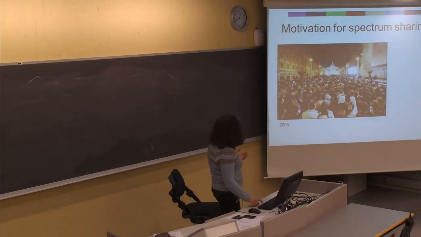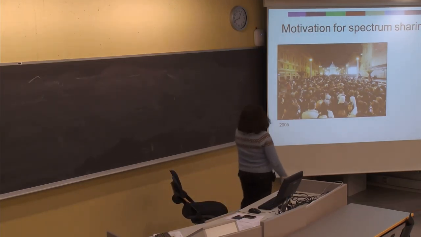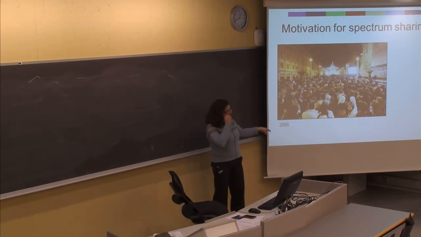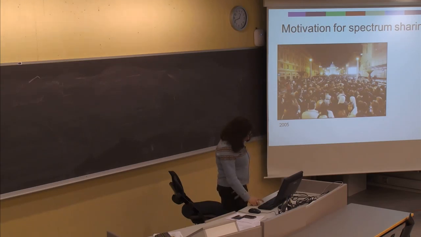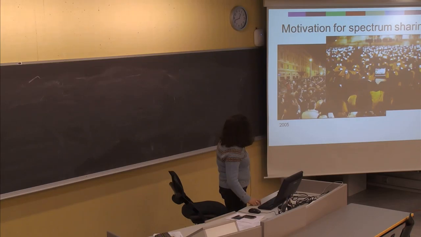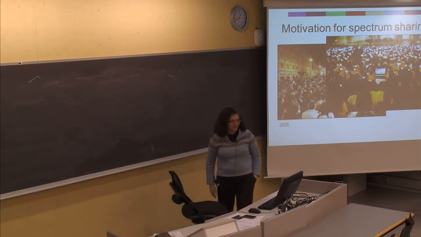I wanted to show this picture, which is in front of the Vatican in 2005, when a Pope was selected by the Vatican Council, and then again in 2013. What are the differences between these pictures? What are the points of light?